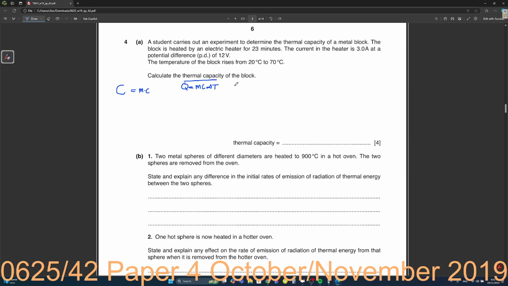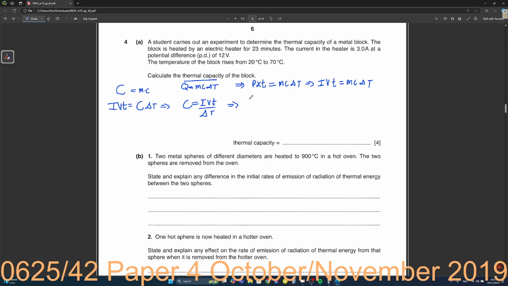And remember, Q is energy. What's energy equal to when you have current and voltage and time? Energy is equal to power times time. So power times time is equal to mc delta T, right? And power is IV, so IVt is equal to mc delta T. In this case, we're trying to find capital C, which is mc. So we rewrite this as IVt equal to capital C delta T. So how would we find capital C? It's equal to IVt over delta T.